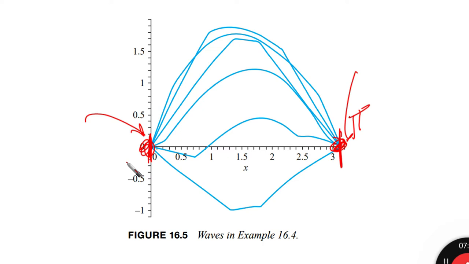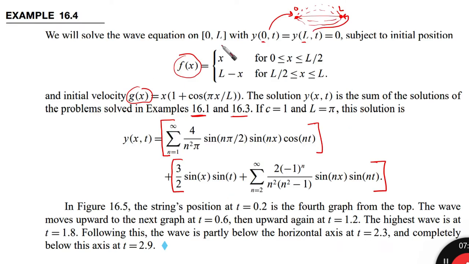So we are right in the boundary condition. We said that in the beginning, right? This is the boundary condition that we mentioned in the beginning: y of 0 and t equal to y of L and t equal to 0. So it is 0 at the beginning and at the end.